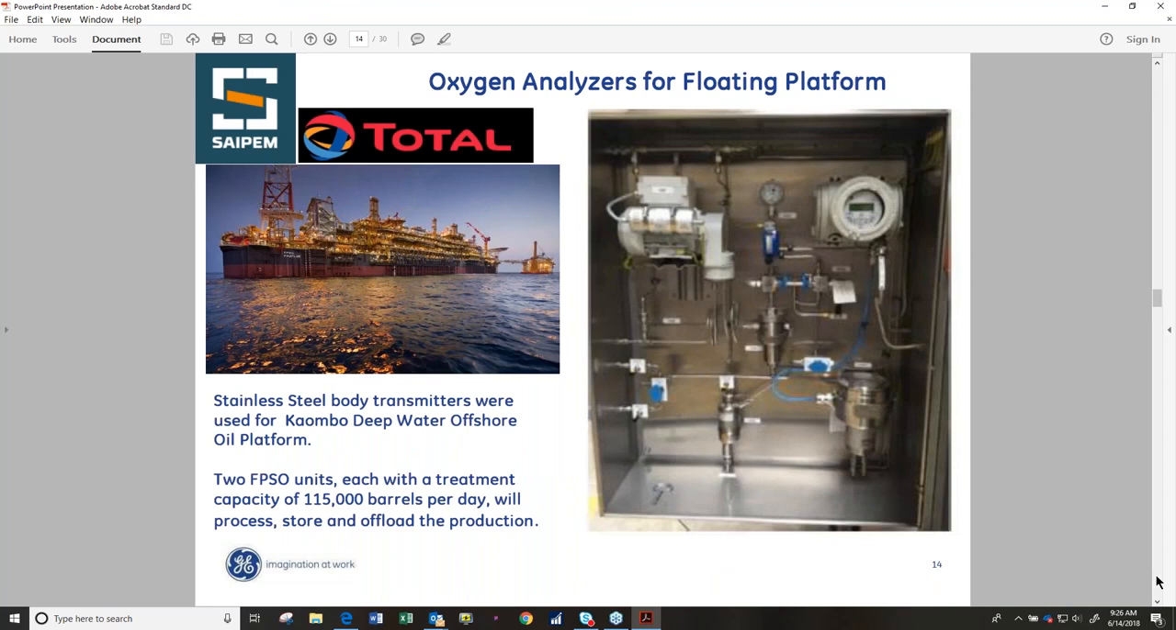And this is just on an offshore rig, again, on a floating platform. So this platform essentially is like a mini refinery, or actually quite a big vessel, but it's a floating refinery. And these platforms are off of Africa. And again, it's just to support the refinery operations in terms of oxygen measurement. This one, because it's offshore, you have to go to 316 stainless steel on the transmitter for corrosion properties, being that you have salt water spray all around. Next slide.